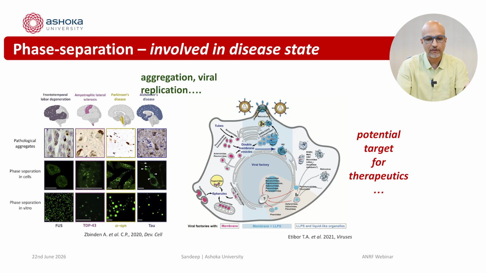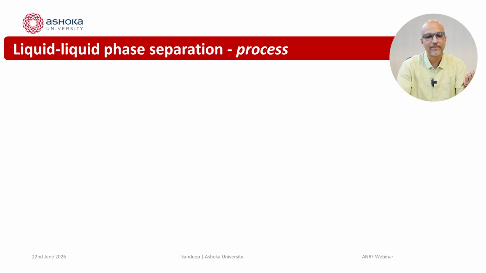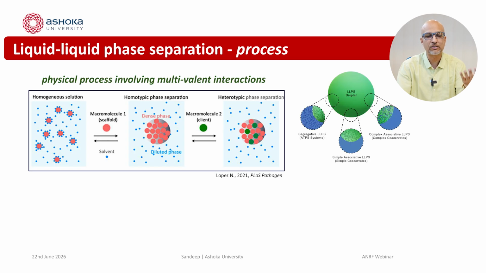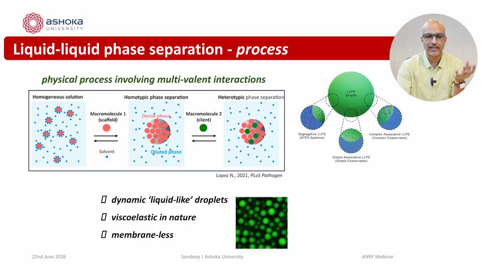So, what is this liquid-liquid phase separation? Briefly, liquid-liquid phase separation is a physical process where macromolecules which are well solubilized in the system start to interact with each other at a certain concentration and try to segregate or separate into a different state which is still liquid-like but dynamic. This results in dynamic liquid-like droplets which are viscoelastic in nature, and since there is no membrane involved, they are membraneless.